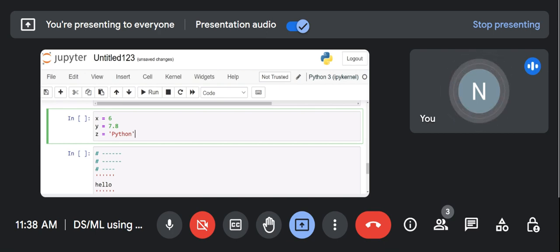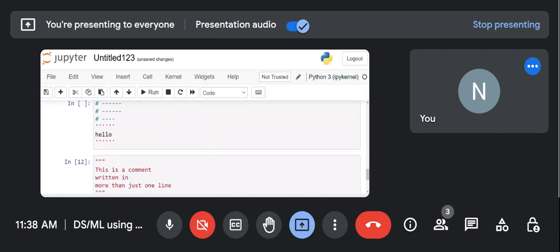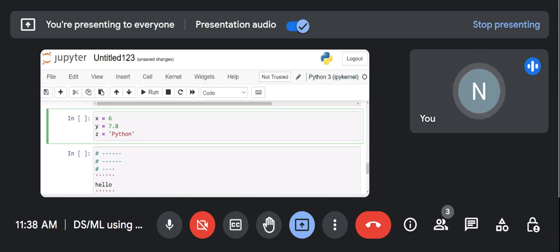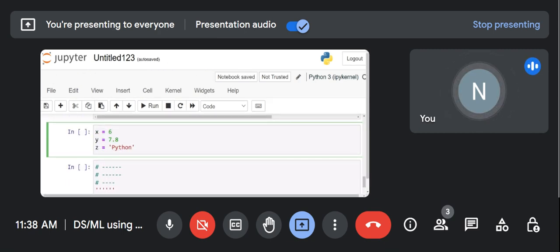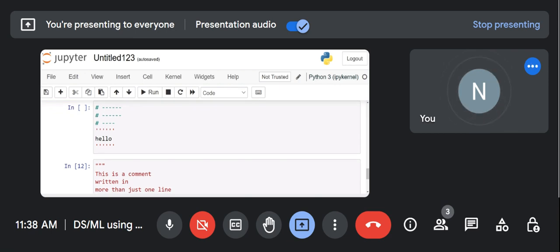Just write a variable and assign the value. Okay, so this is how we can define the data type. And here, comments. How to comment in Python? Just write hash, one line comment, hash. Okay, for a programmer, it's good to comment. It will help make your program meaningful and understandable. So it's good to write the comments there.